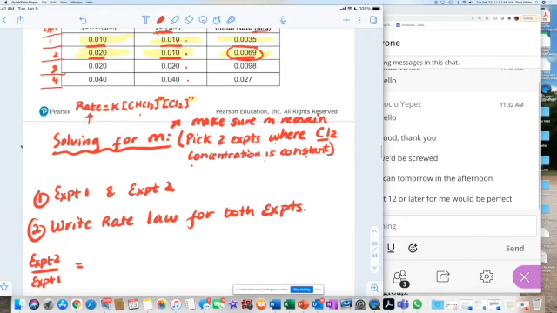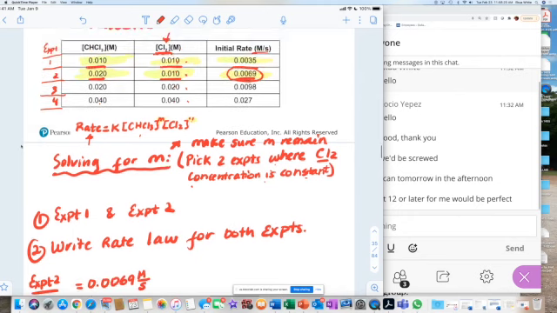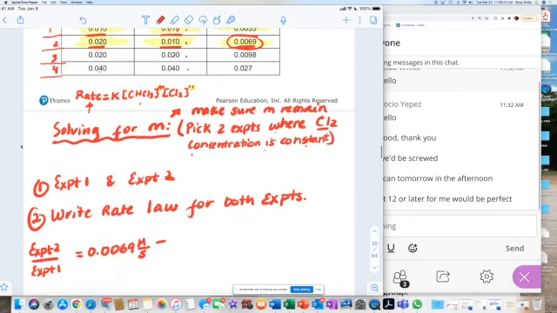So 0.0069 M over s. Ooh, I wrote too big. Sorry, y'all. I write like I'm on campus and I need a little bit more space. 0.0069 big M over s, right? That's the unit. Equal to, and I have to write k. I don't know what k is, so leave k as is.